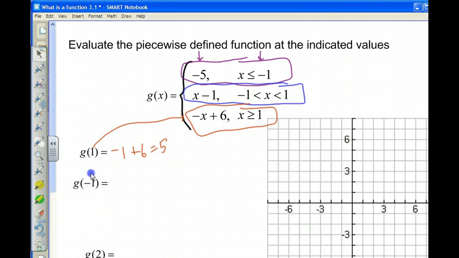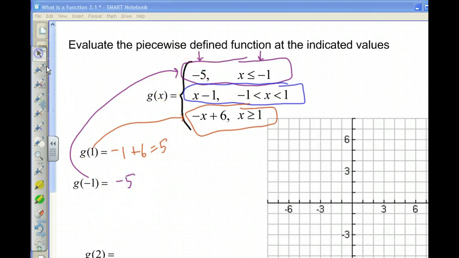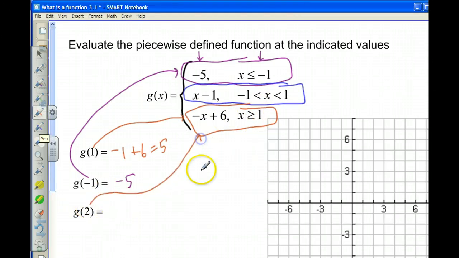Then you go to negative 1 here. Negative 1 seems to fit into this domain right here. So I'm going to plug into here. Well, there's no x value to plug into, so I just get negative 5. That's just kind of by default. That's the way that works. G of 2. If I plug 2 in, 2 is bigger than 1, so I'm going to plug into this one. So this would be negative 2 plus 6, which is 4. So I put in a 2, I get a 4.